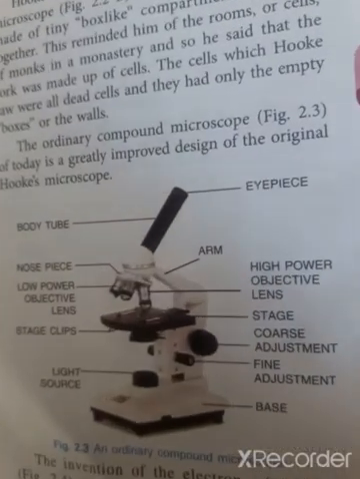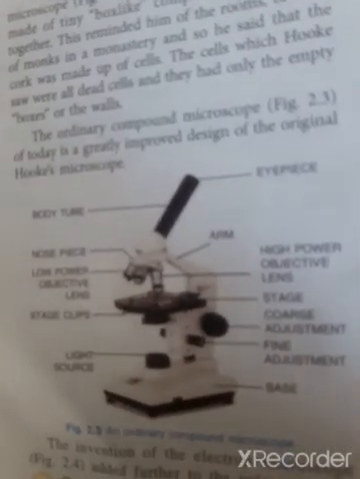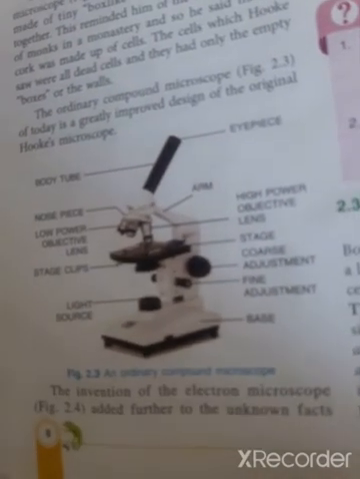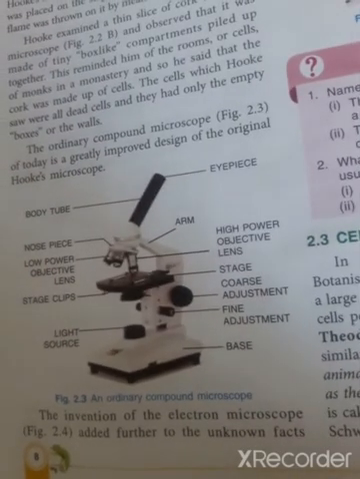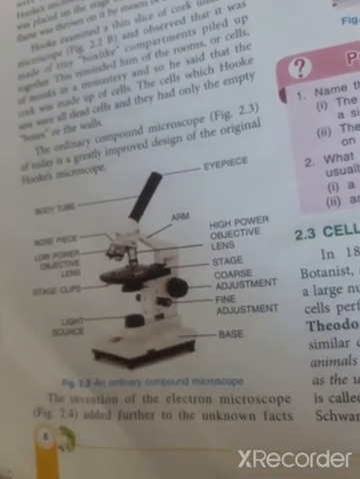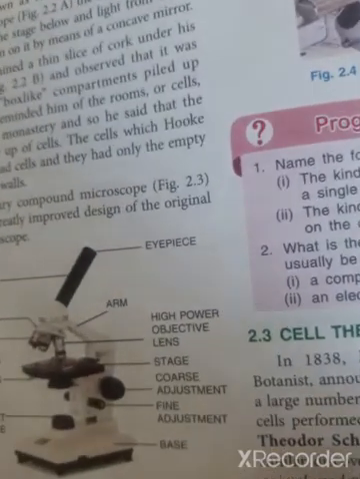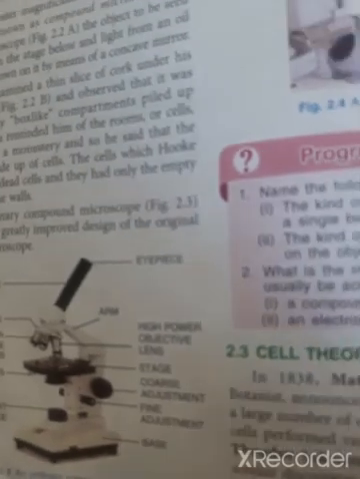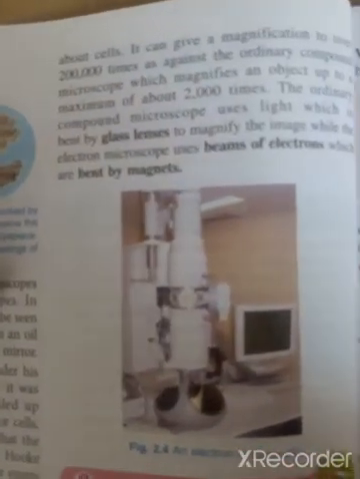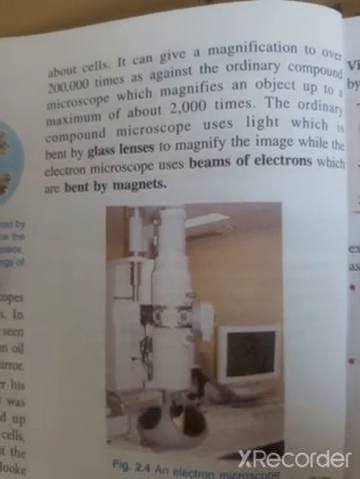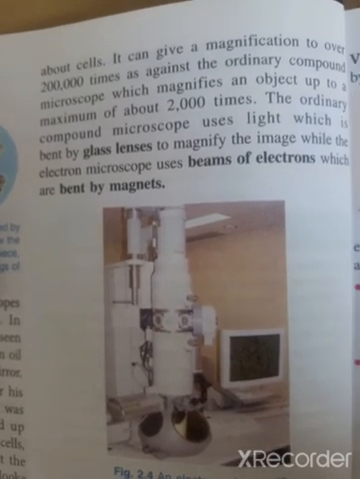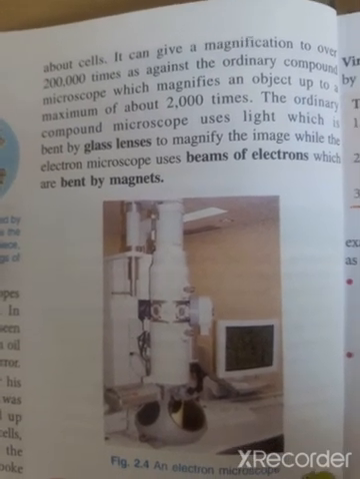Here is the structure of an ordinary compound microscope. This you have already seen in your biology lab. Further, the invention of the electron microscope. An electron microscope is a microscope in which we don't use light to observe the specimen or cell. An electron beam is used to observe the specimen. These are quite advanced microscopes, right? They can magnify the structure up to 2 lakh times. A normal microscope can magnify up to 2000 times only.